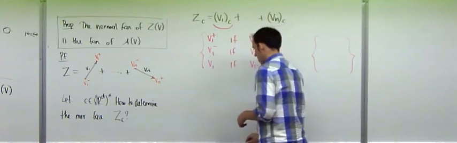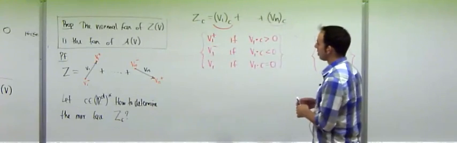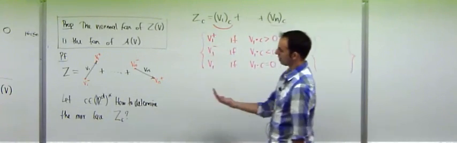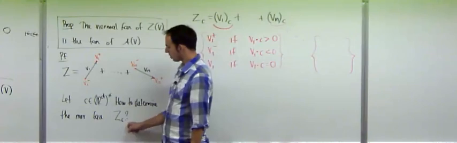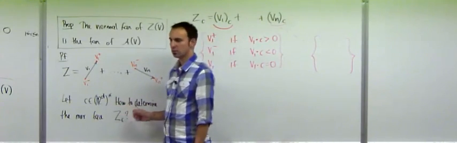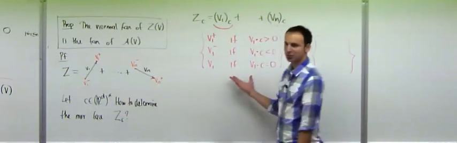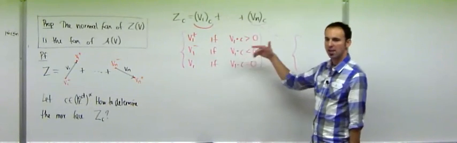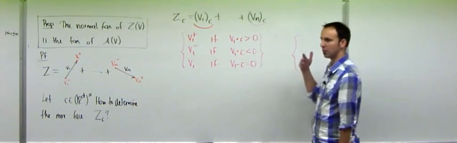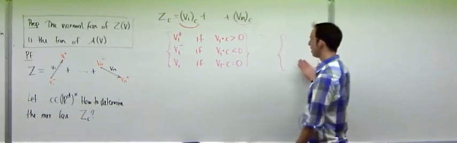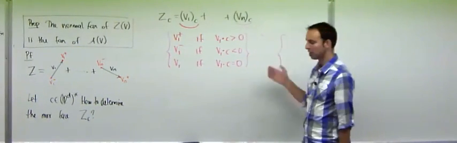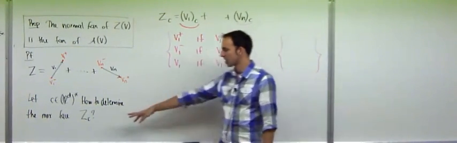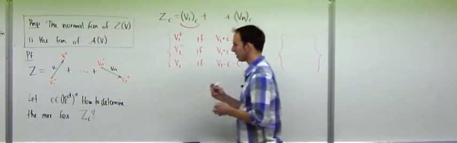But then the point is that if you want to know what this maximal phase is, then you have to answer this questionnaire, right? What is v1.c? Is it bigger than, less than, or equal to 0? And what about v2.c, and what about vn.c? And if you answer that questionnaire, then you will know exactly what the maximal phase is.